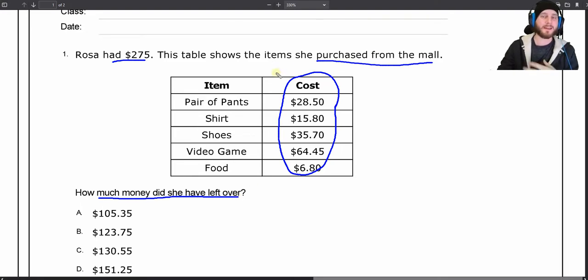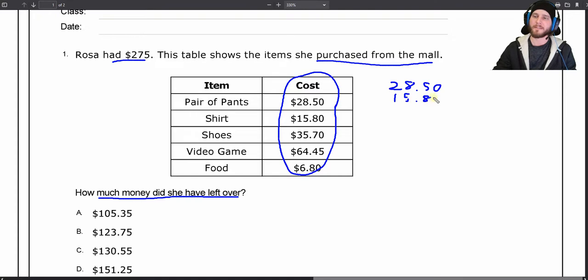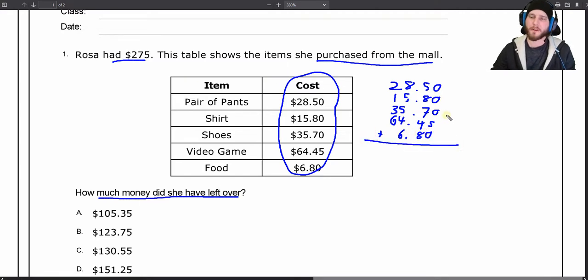So step 1, in my opinion, would be to add all of the things that she bought and find out how much did she spend. So when I go through to do that, I get $28.50 plus $15.80 plus $35.70 plus $64.45 plus $6.80. Add those together. Add the zeros all straight down. Remember, your decimal places should line up.